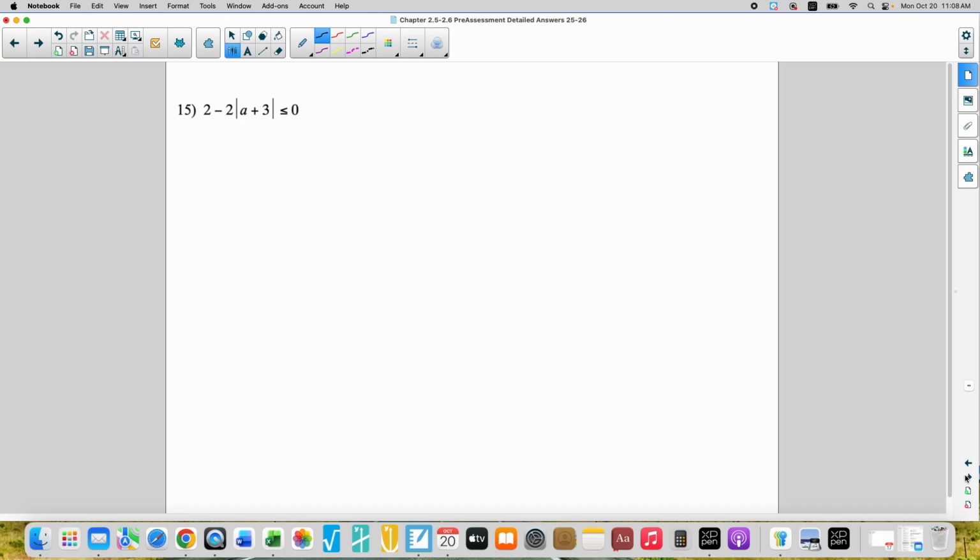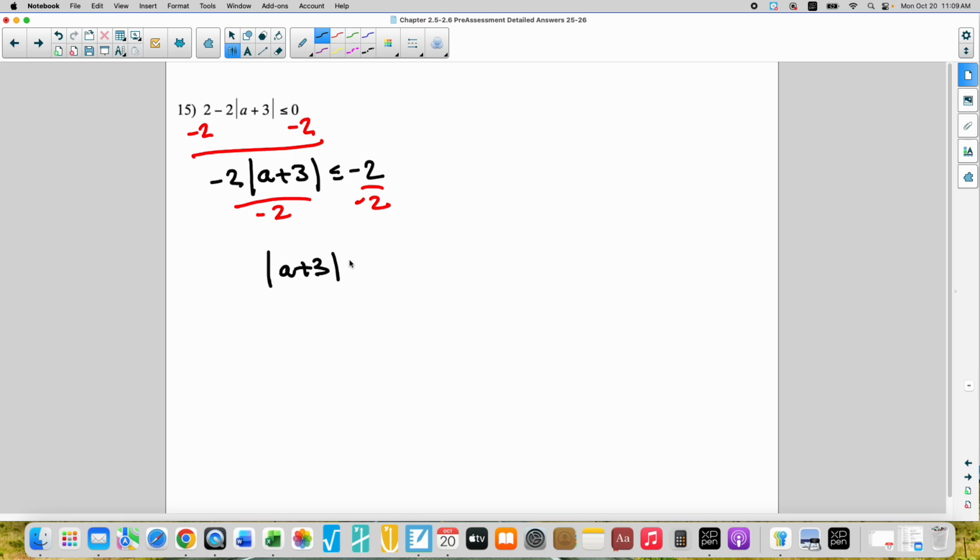Okay, let's again isolate. We cannot combine 2 minus 2, that's subtraction. And we have this multiplication of the absolute value. We can get rid of this 2 first, which is the best idea, leaving us with negative 2 times the absolute value of a plus 3 is less than or equal to negative 2. Let's divide both sides by negative 2. And we've isolated the absolute value. We need to flip the inequality sign because we divided both sides by a negative. And we get this statement.